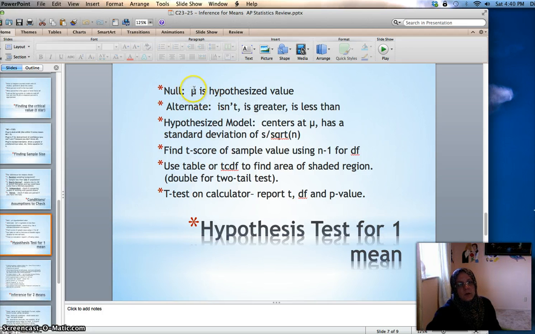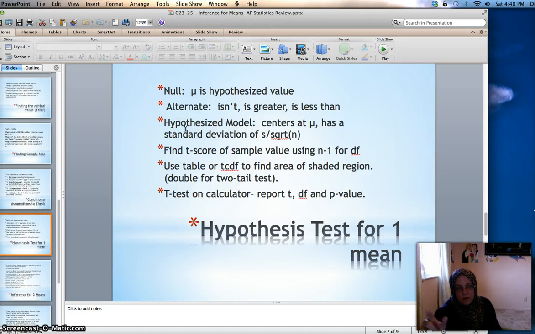H sub naught: mu equals whatever we're hypothesizing it is. Remember, we're using the Greek letter parameter for the mean. The alternate would be H sub A: mu is greater than, does not equal, or is less than whatever you hypothesized. Remember again to use your Greek letters there, and don't forget to write them. Sometimes people will write down H naught equals 5, and they forgot to write mu or p or whatever, so be careful about that.